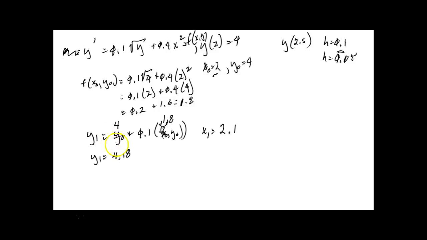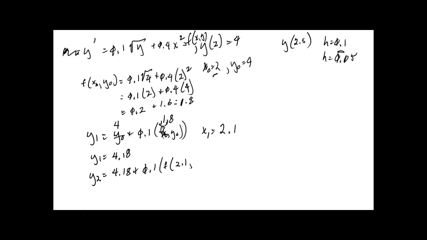Now you've got your x1, y1, so your y2 is going to be y1, 4.18, plus 0.1 times f of 2.1, 4.18.